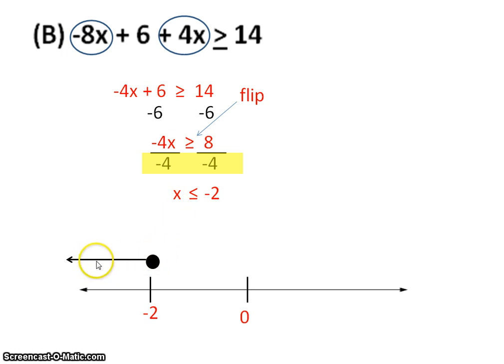Because the arrow is pointing to the left, it's pointing at a negative 100, so I'm going to put that in and see if it works. Negative 100 is less than or equal to negative 2. And that is true.